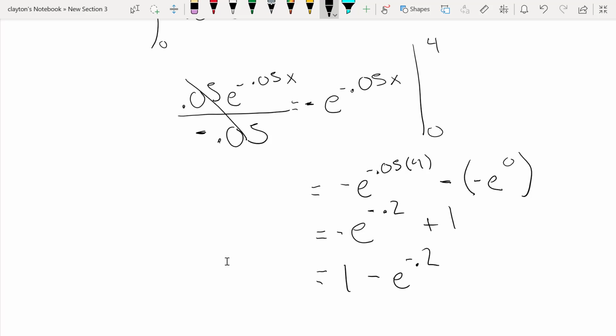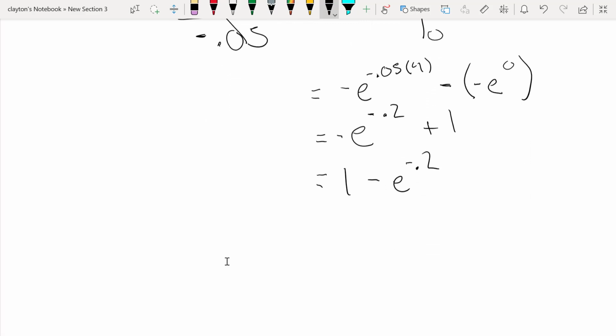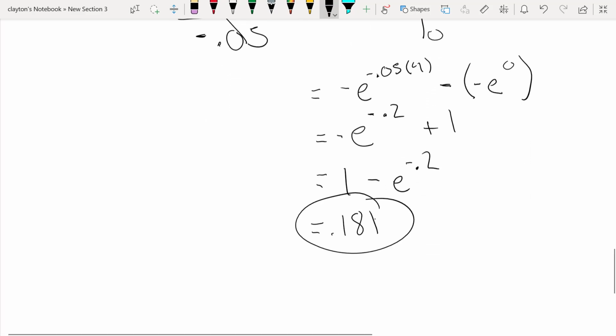Looks like I got 0.181. Let's verify, and then I'll show you how to use the calculator if you want to use the calculator on this one. 0.1813. He wants 4 decimals. Yeah, they want 4 decimals here. Okay. So if you want to use the calculator, last thing for this video.